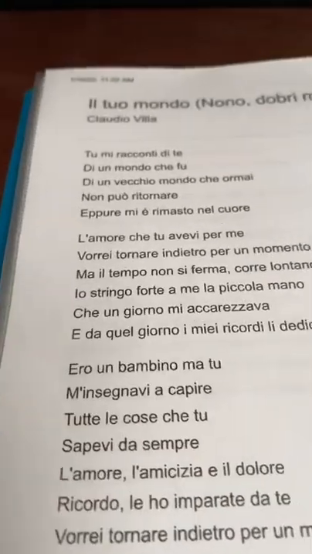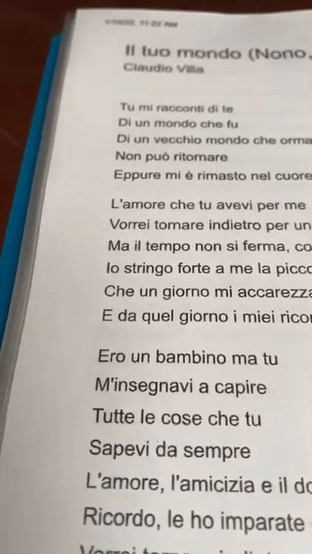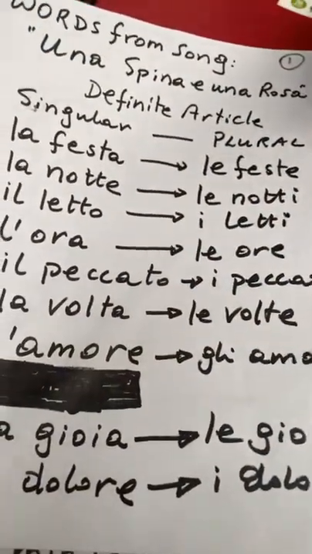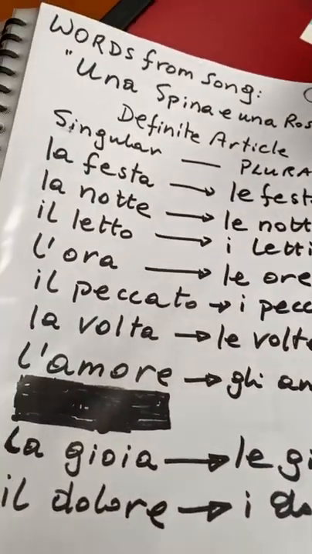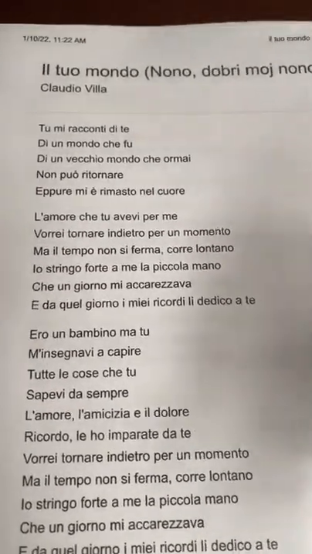Now, I love the songs. Il tuo mondo, we've done this before, like Claudio Villa, but I did not write down the words like here, like una spina e una rosa. But you can do that yourself as well, and then you can do that in the plural. I haven't written it down, but I'm going to analyze it for you. But before we do, let's have a bit of a sing along, okay? We can't compete with Claudio Villa, but you can definitely compete with Tom Padula.